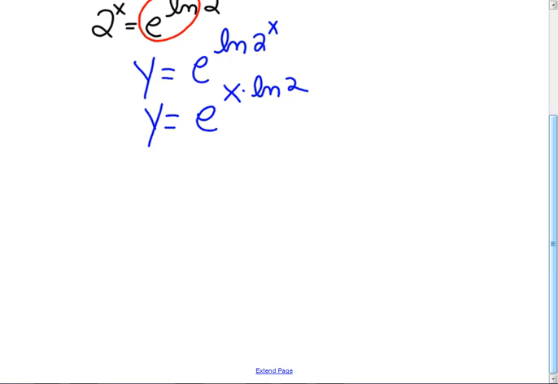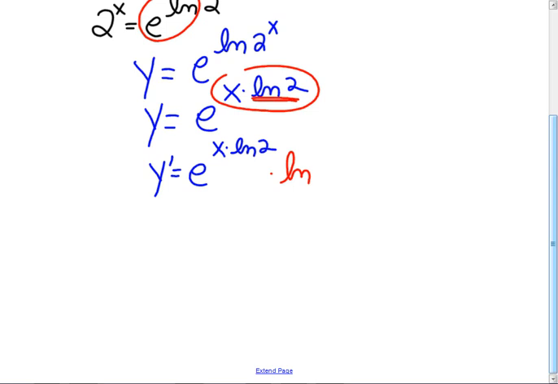Can we take the derivative of this? What's y prime? It's e to this thing back times the derivative of this. Now, that's just a number. It's just a constant. It's 0.691 something. I don't have to use the product rule. What is the derivative of a number times x? It's just the number. So it's times the natural log of 2.